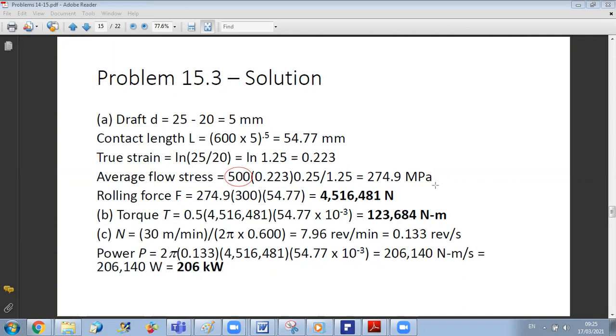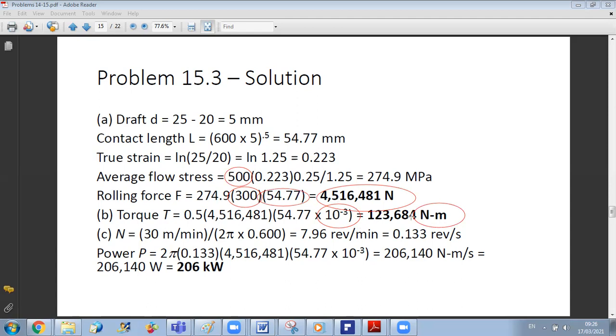So it's in megapascal. And now if you replace your flow stress in megapascal and your contact length in millimeter square, then you will get your force in Newton. And to calculate the torque per roll, it's 0.5 F times L. But as you can see here, by doing 10^-3, they converted the length from millimeter to meter. So you will get directly your torque in Newton meter.